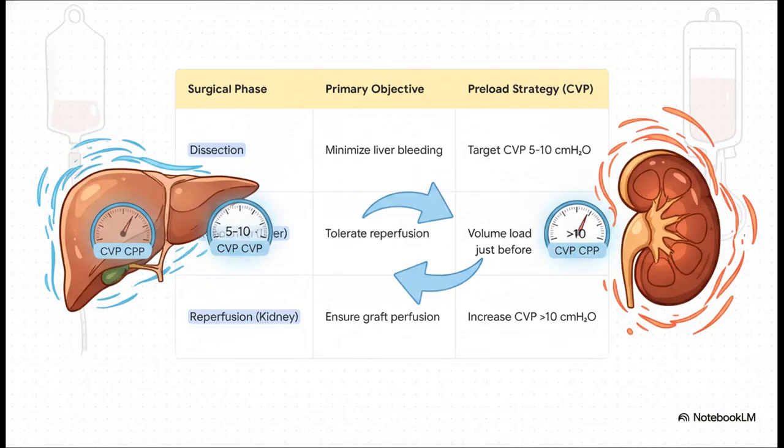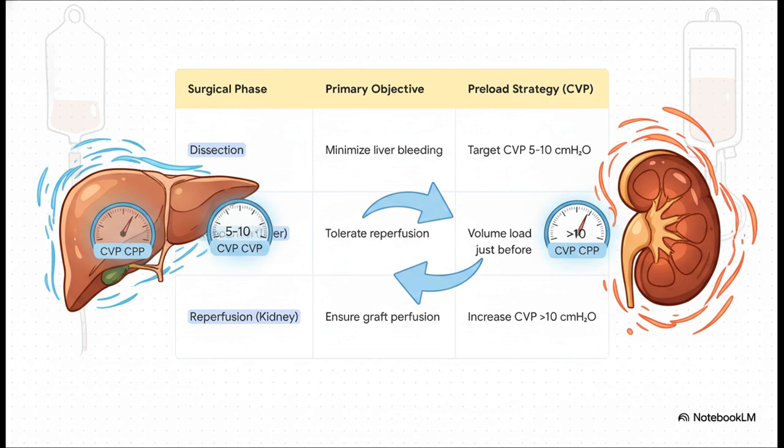In this table, this right here is the heart of the challenge. This is the central conflict of SLKT anesthesia. Look at the first phase, dissection. Our goal is to minimize bleeding from that congested liver, so we run the patient dry. We keep the CVP low, maybe 5 to 10.